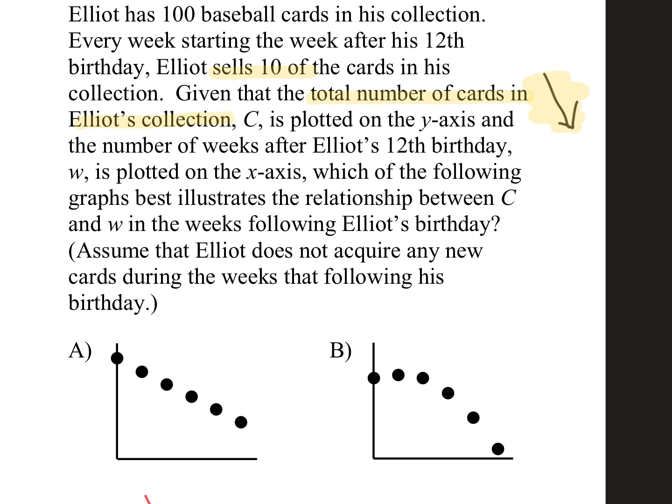Because he sells 10 cards, he sells the same number of cards every single time. When it's the same number of cards every single time, we call this constant, which means that the decrease is going to be in a straight line. So that means that this one is going to be A. And again, it's because he sells the same number of cards every single week.